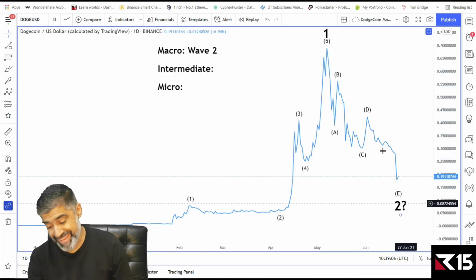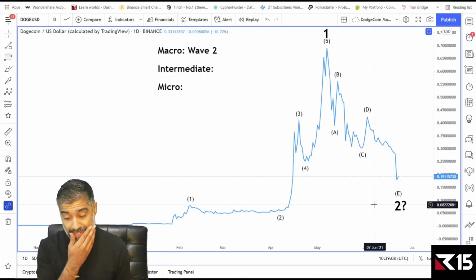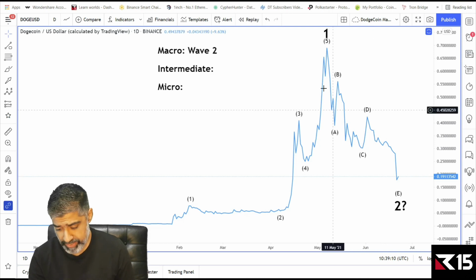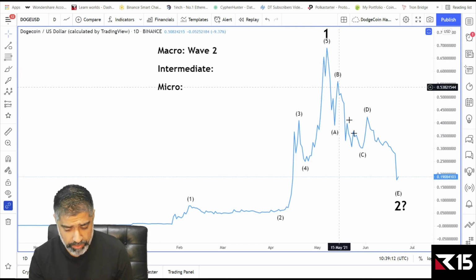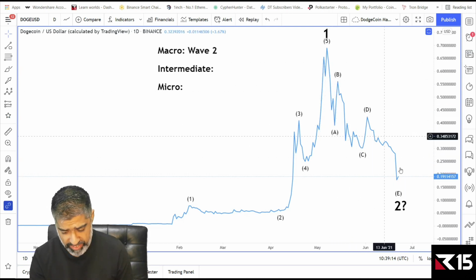Well, we're on the wave E of a wave 2. That's what it looks like. That's the opinion of the market right now, because there's really clear waves here, right? 1, 2, 3, 4, 5, and it looks like an A, B, C, D, E.